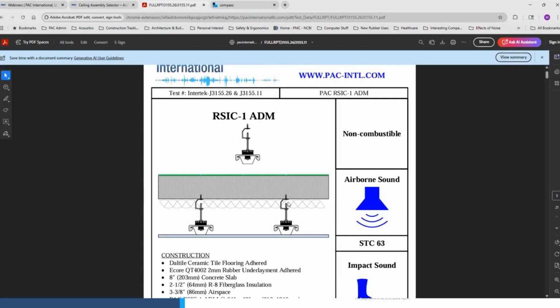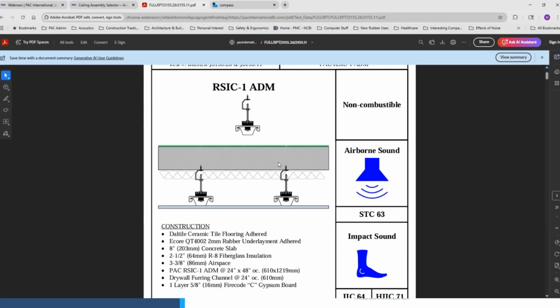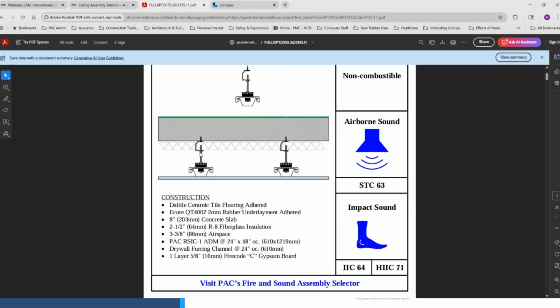So here we have this test. We have a whole bunch of these different tests in our database. An 8-inch concrete slab. It's got some tile and a rubber underlayment. And then this version of the RISC 1 with a little clip that you can shoot into it. This is not drawn to scale. This is a 3 3/8 inch airspace. I just, probably for obvious reasons, wanted to make the product look a little bigger so it stood out. But a little airspace and then a layer of drywall.